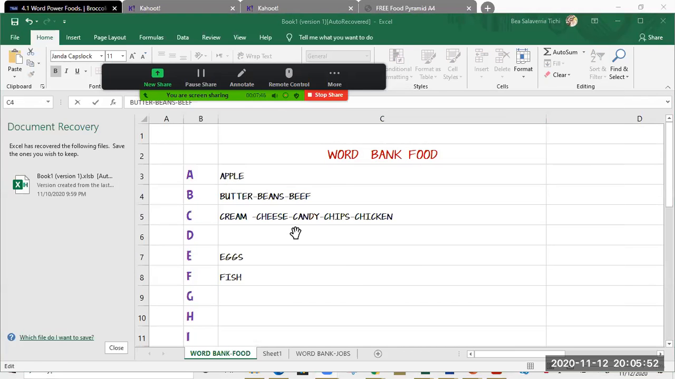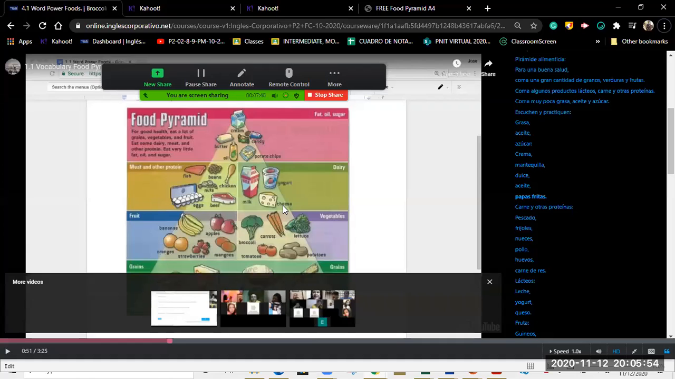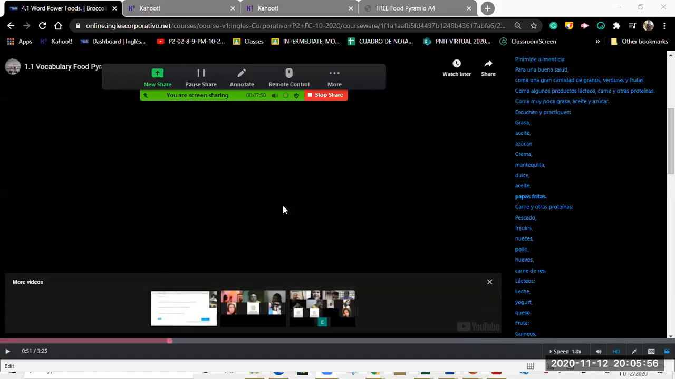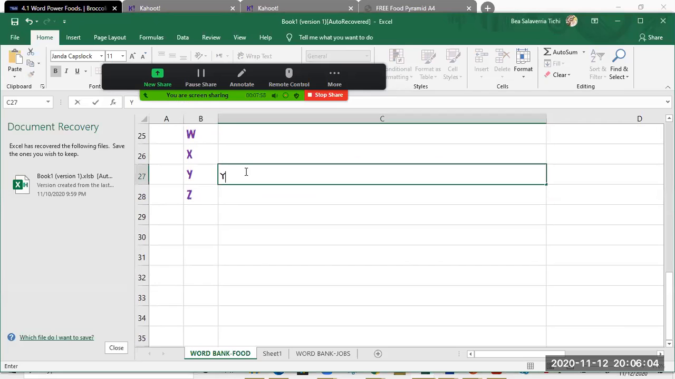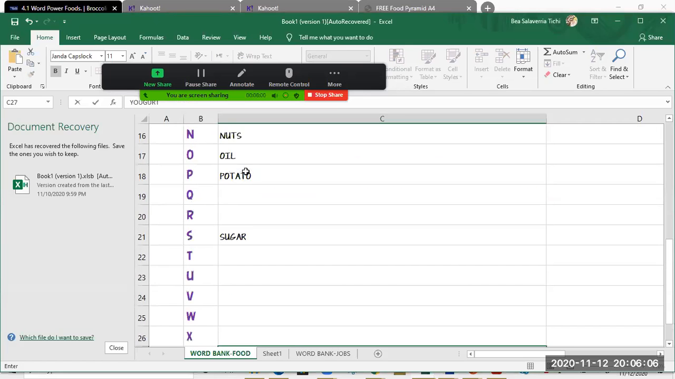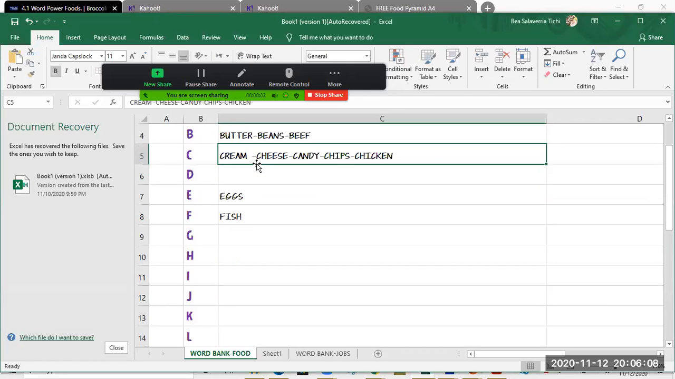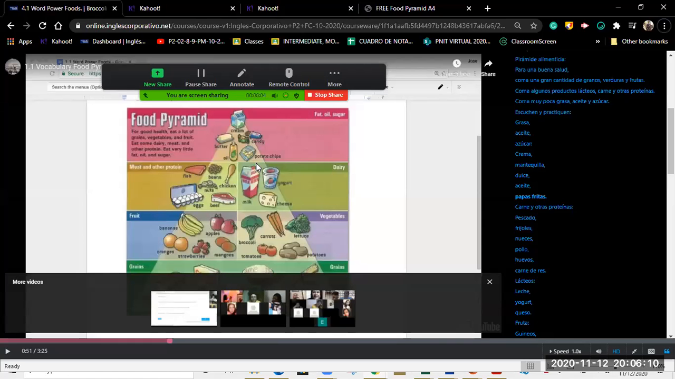That's beef. Okay. And then we have on the other side milk, yogurt, and cheese. So we have milk. We have yogurt. And we have cheese, but I think cheese, we already have it here.